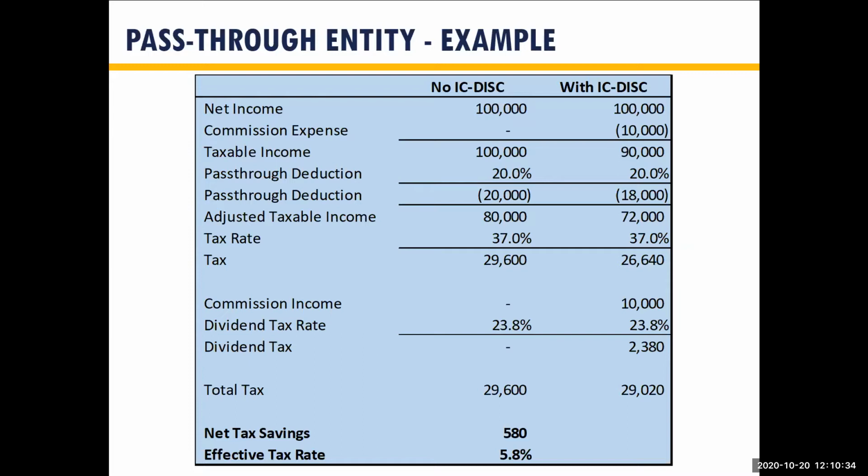So when you add that together, our total tax is $29,020. And this is a reduction of $580 from the tax we would have paid without the IC-DISC in our structure. So $580 divided by our $10,000 commission, that's where you see the 5.8% effective tax savings, which is the 29.6% less the 23.8% tax rates from ordinary to capital.